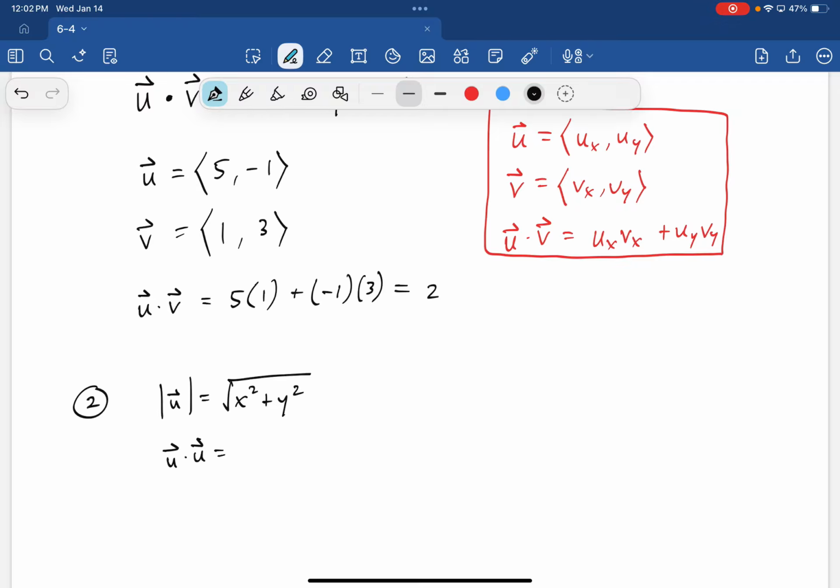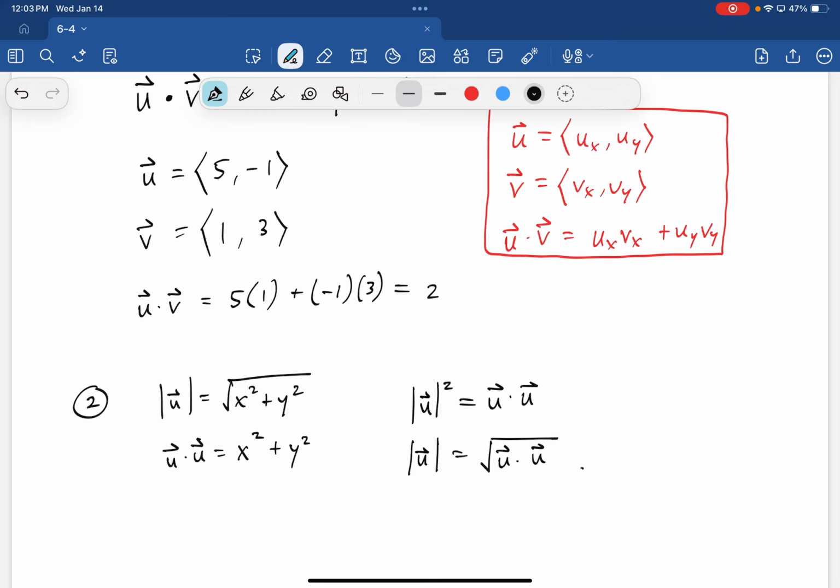So number 2, the magnitude. If u is xi plus yj, then the magnitude is the square root of x squared plus y squared. Magnitude squared is x squared plus y squared, and u dot u is equal to x squared plus y squared. And so that simply means that the magnitude squared is the dot product. Alternatively, we could also write that the magnitude is the square root of the dot product. Either is fine.